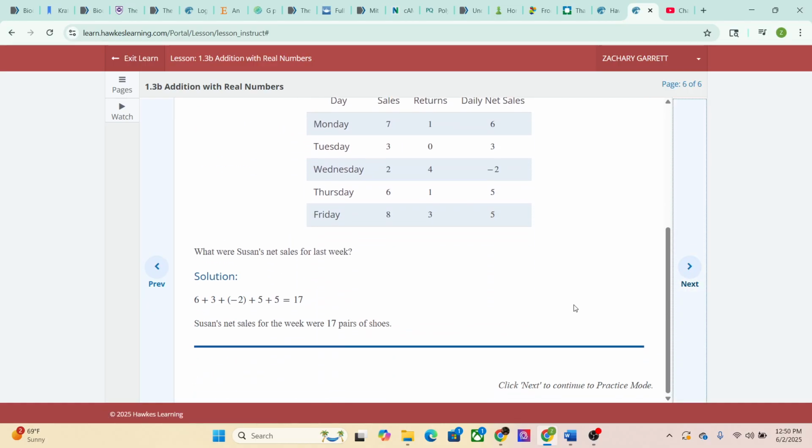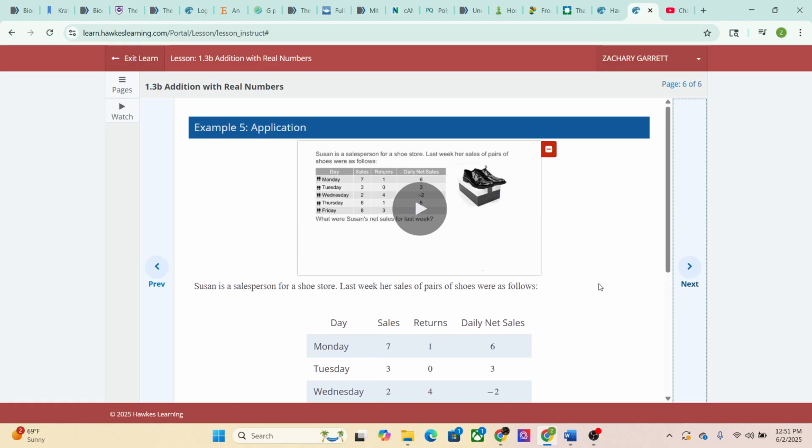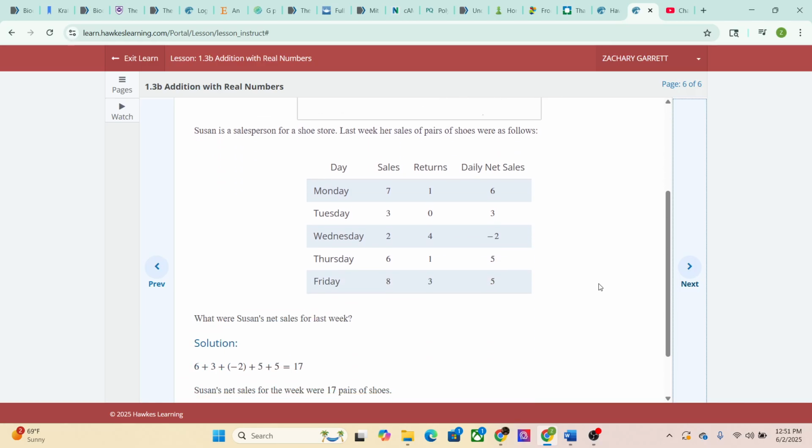This is another application problem. What were Susan's net sales for the week? Susan is a salesperson for a shoe store. Last week, her sales of pairs of shoes were as follows. What were Susan's net sales for last week?